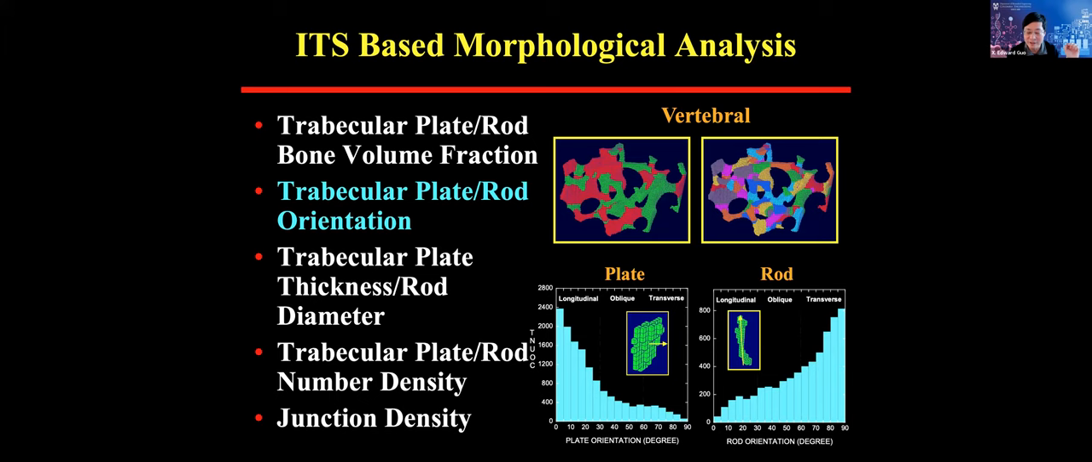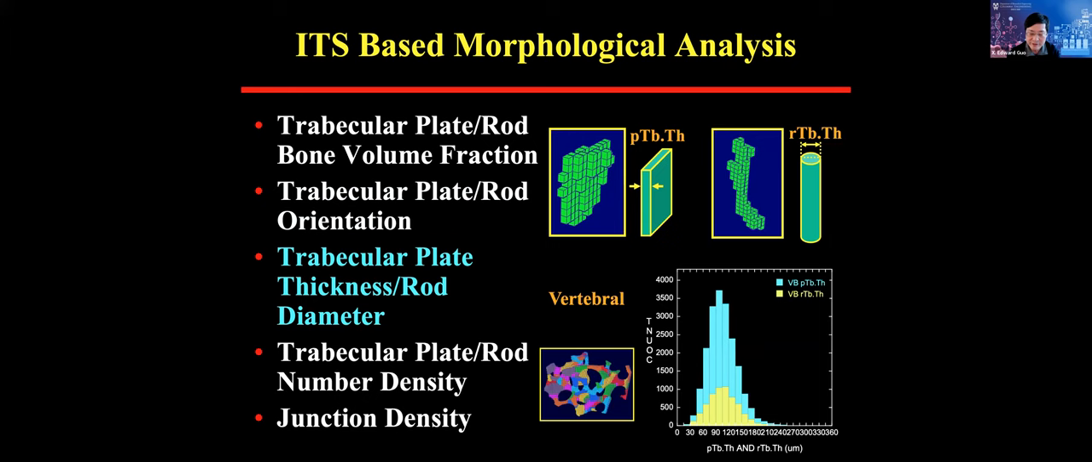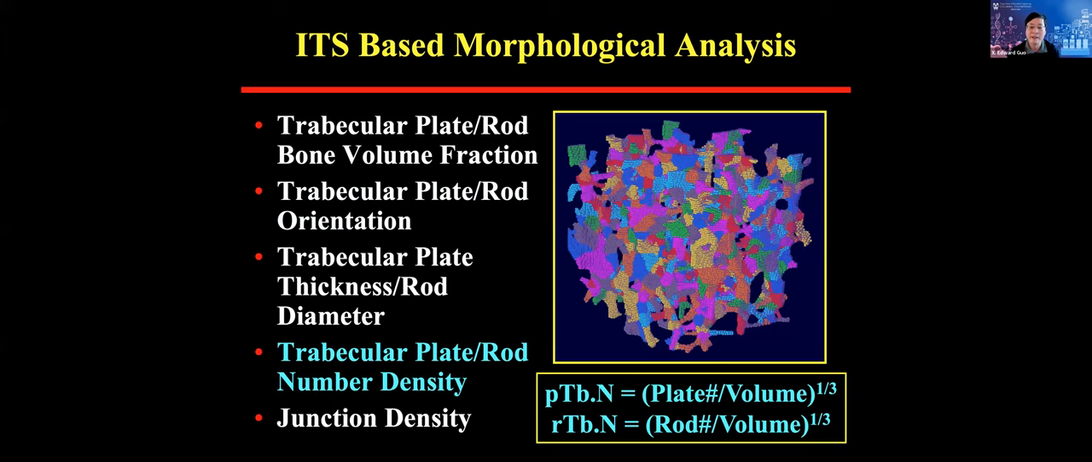And then you can also look at the distribution of the thickness, and you can also count the number of plates in here. The total amount of plate or rod depends on two factors: one is individual thickness, another one is number. Roughly, the number times the square of thickness is equal to the total bone volume. So you can see that there are two ways you describe the bone volume fraction, one is number, another one is thickness. This may come into play later on, so it's important.